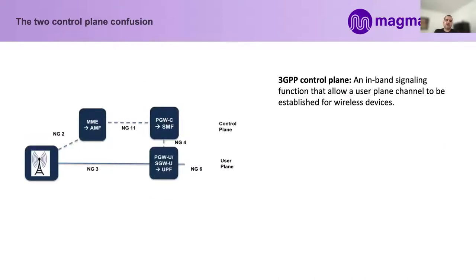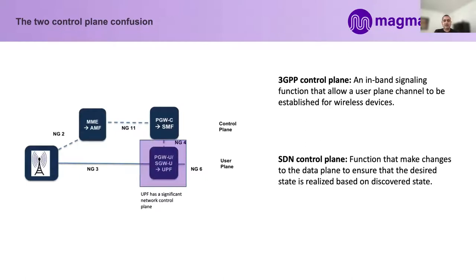Before I talk about the state failure domains as well as recovery model, it is worth clarifying the two control planes that are in play in a 3GPP network. The first control plane, as defined by 3GPP, is actually an inbound signaling function that allows a user plane channel to be established for a wireless device. This is actually looking at the network from the UE standpoint. But an SDN control plane is the function that makes changes to the data plane to ensure that a desired state is realized based on discovered state. So take, for example, a UPF node. In a 3GPP sort of control plane view, the UPF node is purely a user plane element. But from an SDN standpoint, the UPF has a significant network control plane as well.